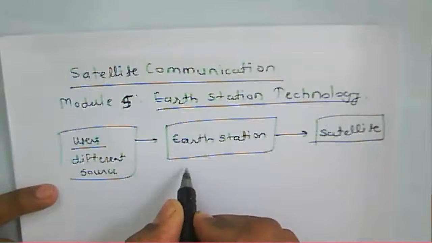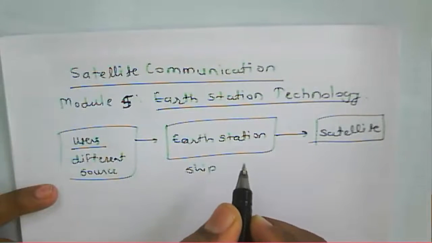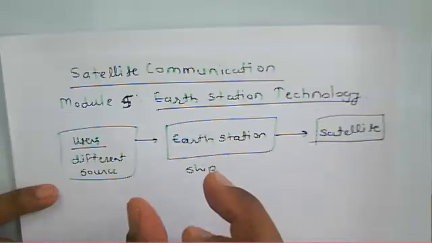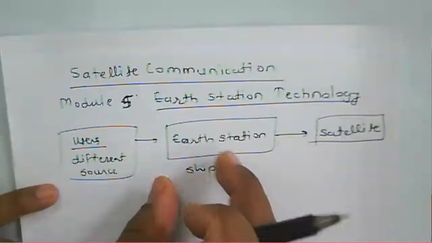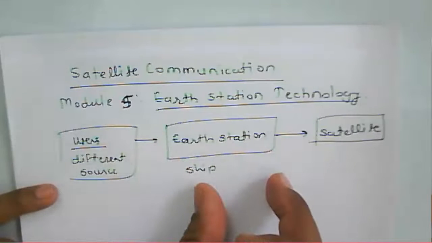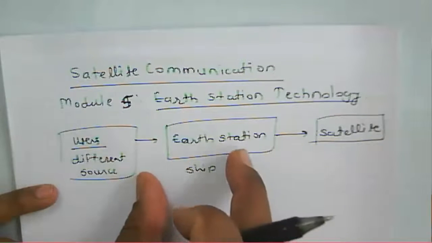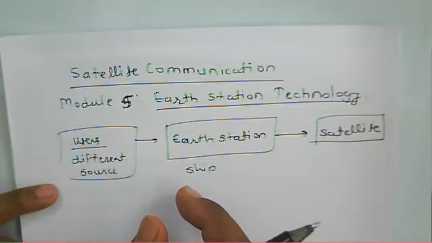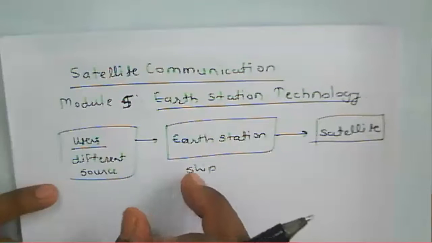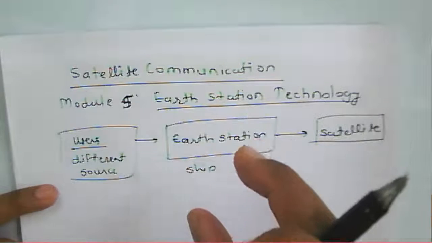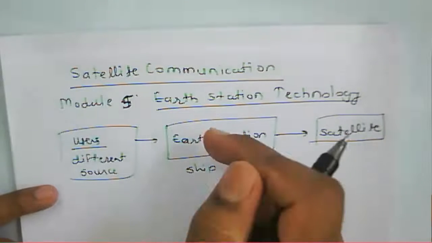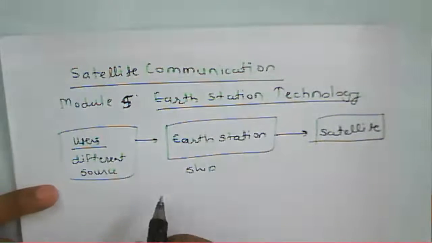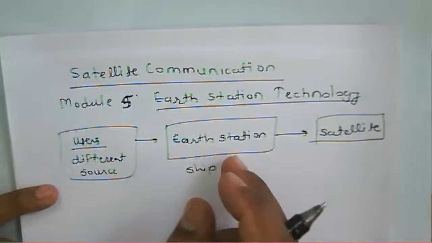If instead of an aircraft there is a ship, then the ship is considered as an Earth station, and users can communicate through that ship through the satellite, and that communication is called maritime communication. So what are the various types of Earth station? Whether the Earth station is located or situated on the ground, that Earth station is called a ground Earth station.